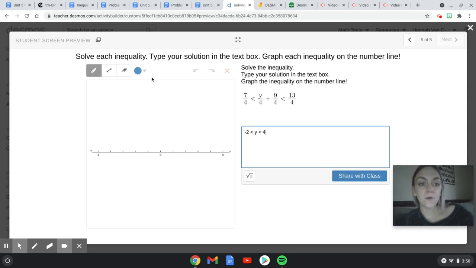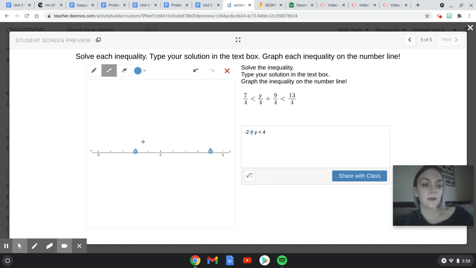I am going to draw circles over my numbers, negative 2 and 4, and these are going to be open circles because this is a less than sign. It's not less than or equal to, less than. So I'm going to find negative 2, draw my circle. I'm going to find positive 4, draw my circle. And now I'm just going to connect these to show my solution graphically. So we graph the solution on our number line.